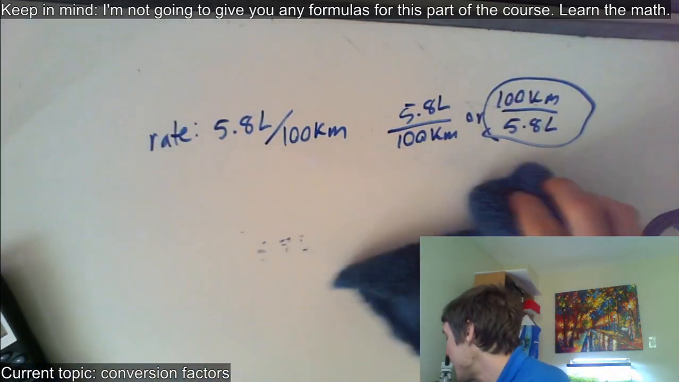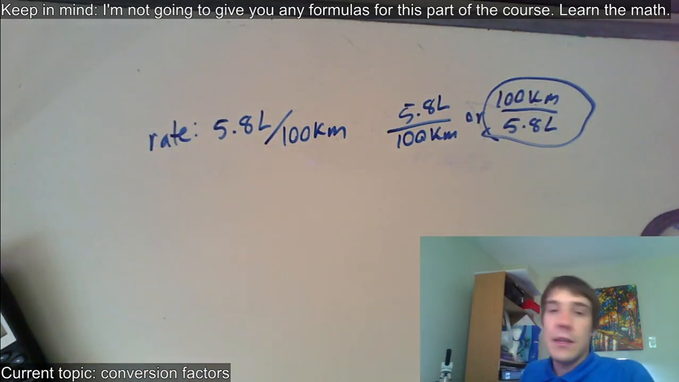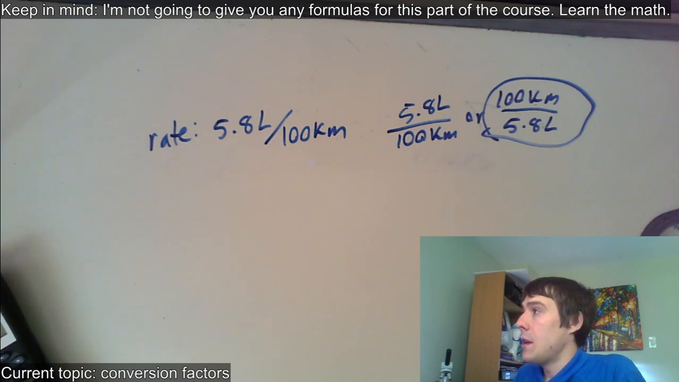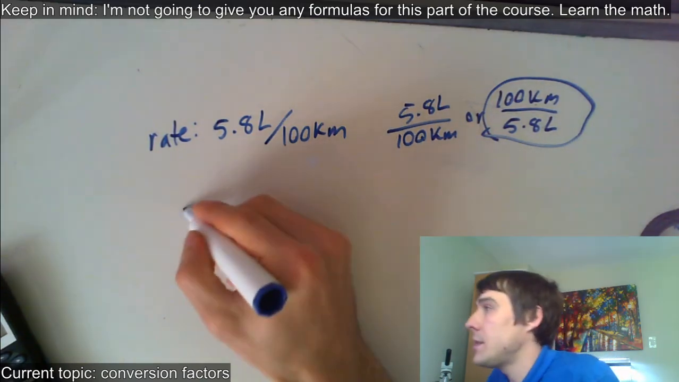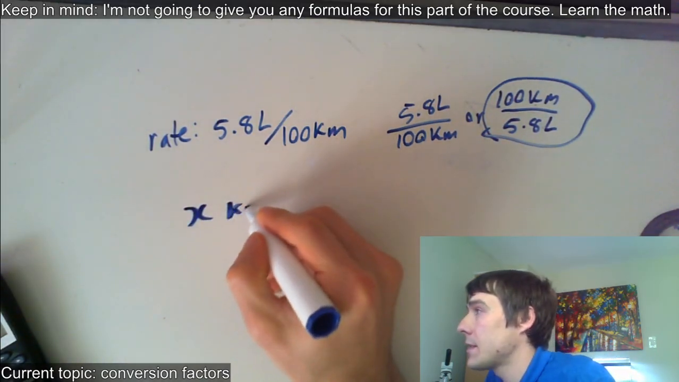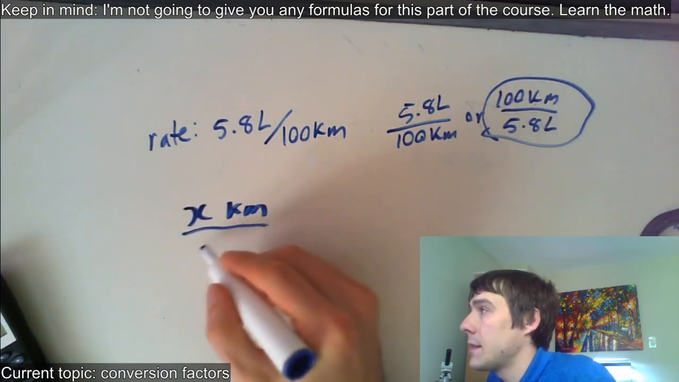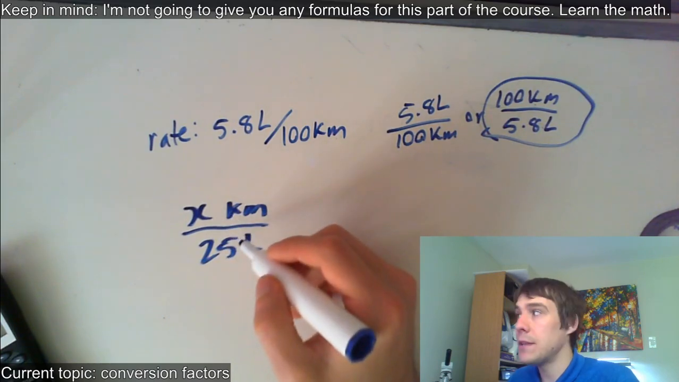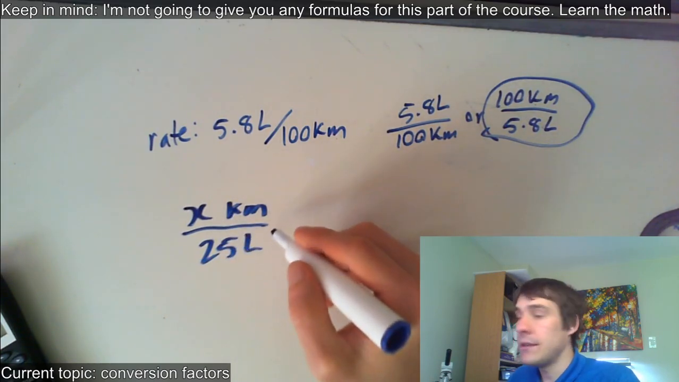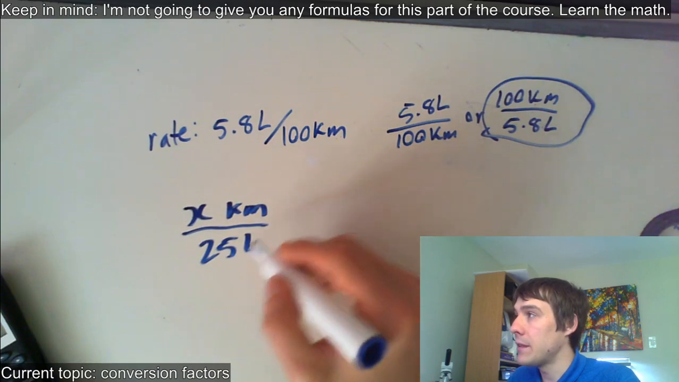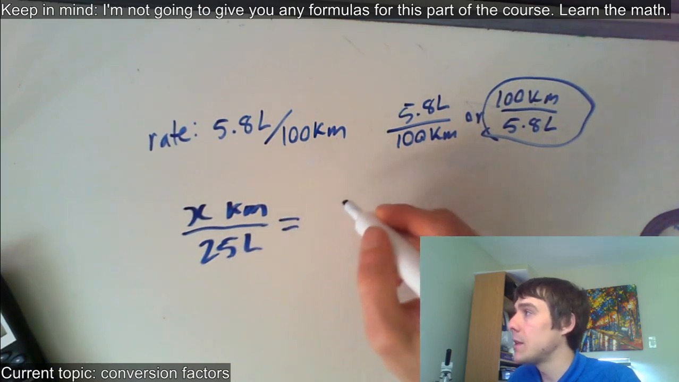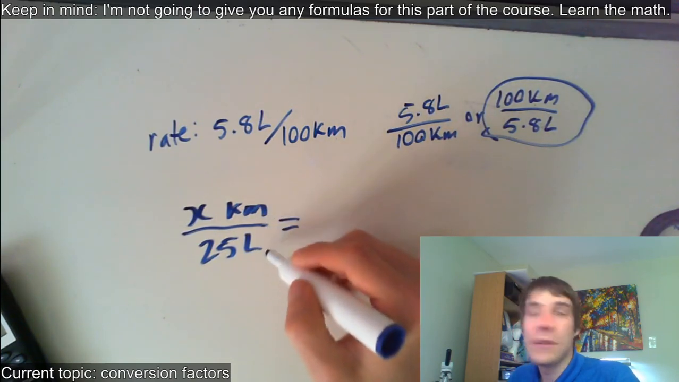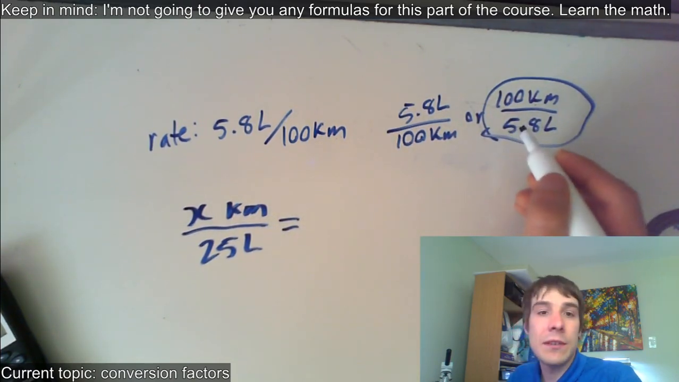The other method is to do the cross multiplication. And in that case, let's put x. We've got x kilometers for 25 liters. It's easier to have your unknown at the top because that way you don't have to divide by anything when you're solving it. You're just going to bring one thing over, equals. And then we have to choose which of these is going to match this fraction. And hey, look, it's the same one we chose earlier.